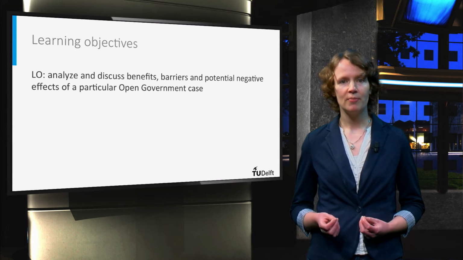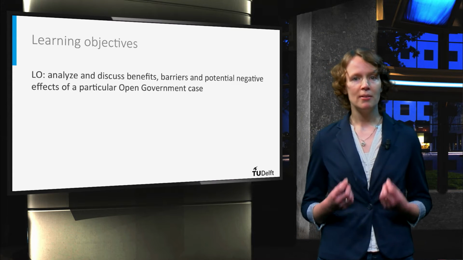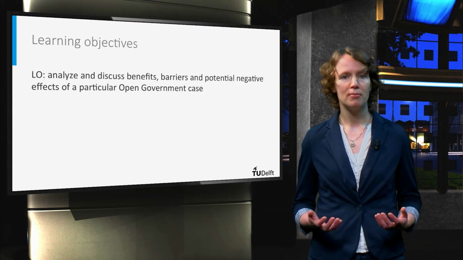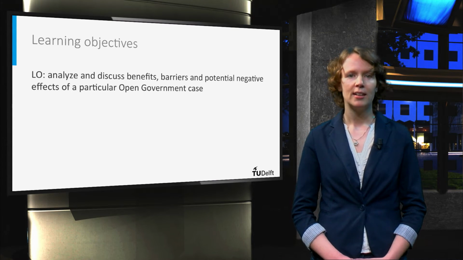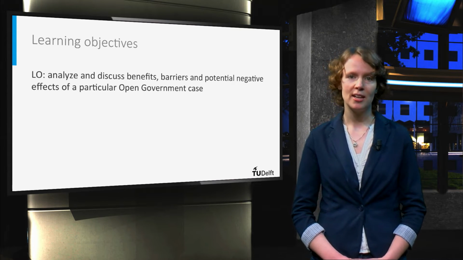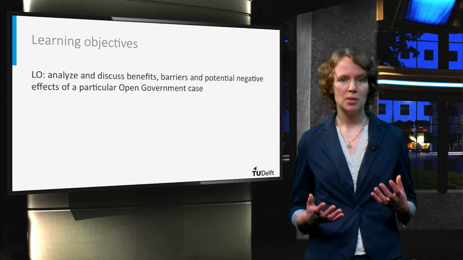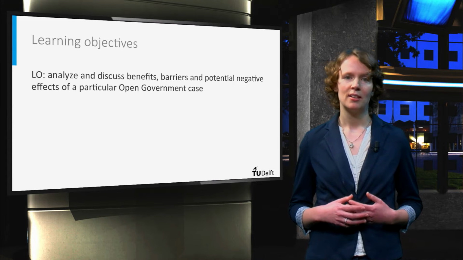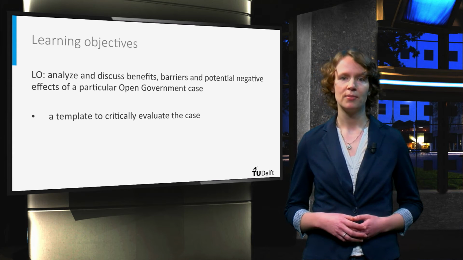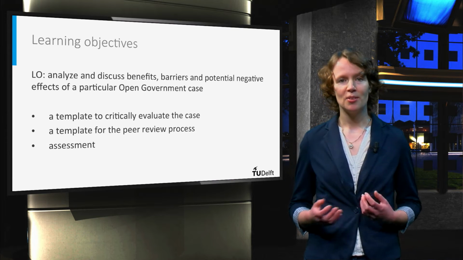Completing Assignment 3 will help you grasp the benefits of realizing the open government case, barriers for realizing the case, and potential positive and negative effects for governments and society. It makes you aware of technical, legal, organizational, and societal aspects of open government. In this video, I will explain this third assignment, including a template that you should use to critically evaluate the case, a template for the peer review process, and the assessment of this assignment.